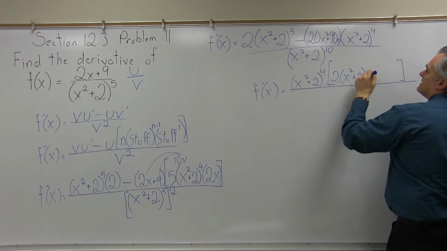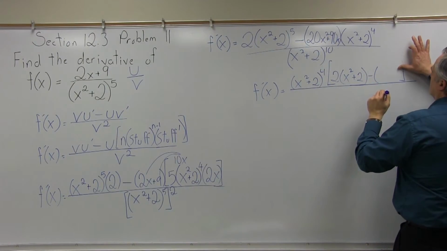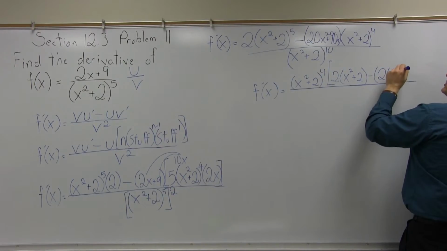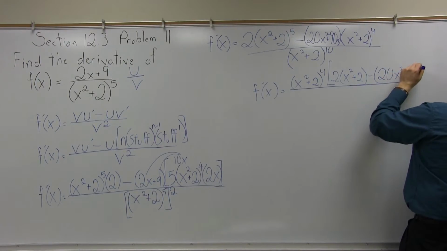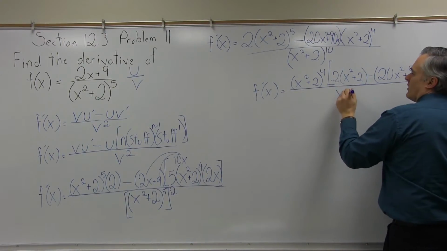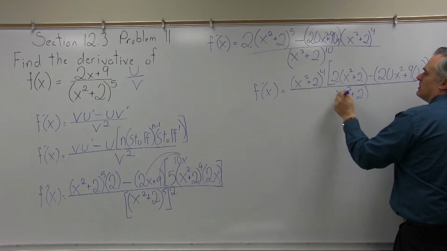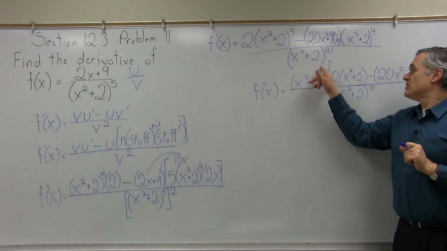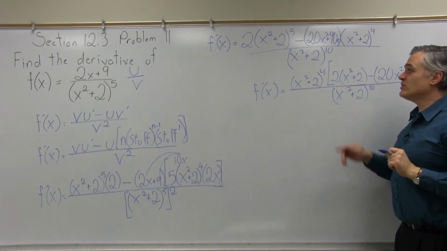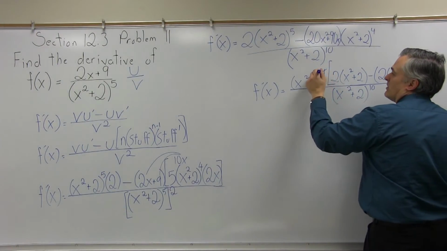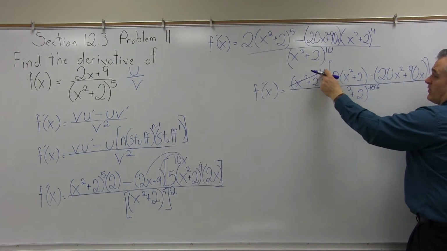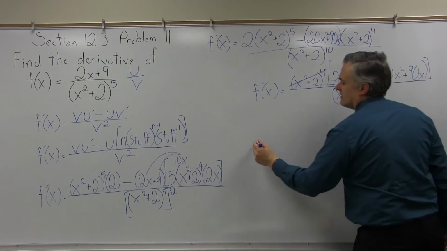And now minus 20x squared plus 90x, over (x squared plus 2) to the 10th power. So now when you have (x squared plus 2) to the 4th and (x squared plus 2) to the 10th, I can reduce those. This 4th power, x squared plus 2, will go away completely. The denominator will go down to a 6th power, since 4 is subtracted away from 10.